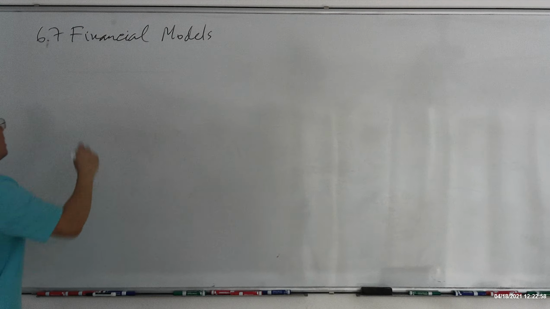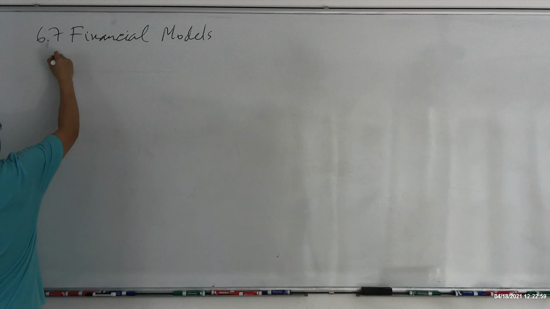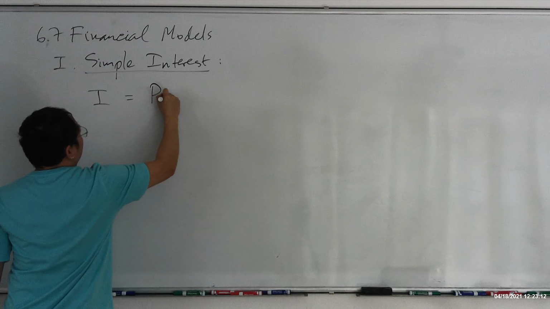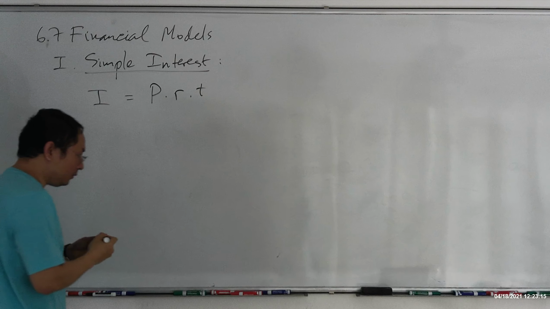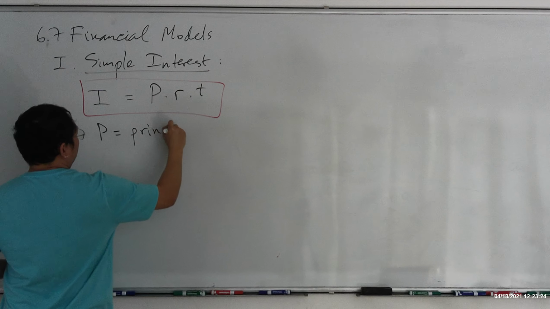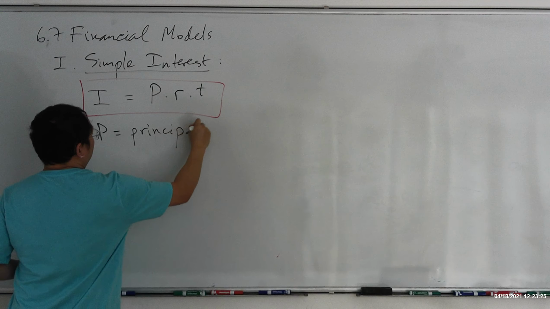The first formula that you are going to see today is the simple interest formula. The formula says this: the interest is calculated by P times R times T. First of all, let me box that. Where P is the principal, R is the rate, and T is the time. Of course, I stands for the interest.